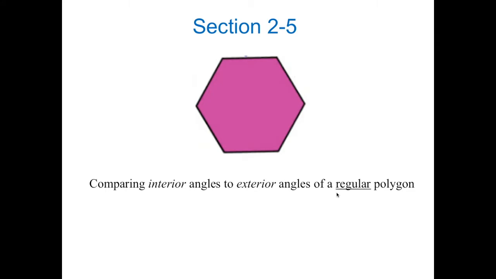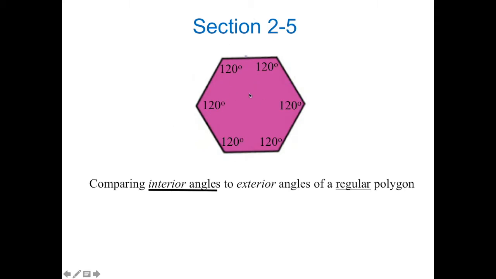So what this slide's about is comparing interior angles to the exterior angles of a regular polygon. I know we've talked a bit about exterior angles, but it helps because interior angles are super related to exterior angles. I know we only have that 360-degree thing when it comes to exterior angles, but how can interior angles help us get the exterior angle of a regular polygon?